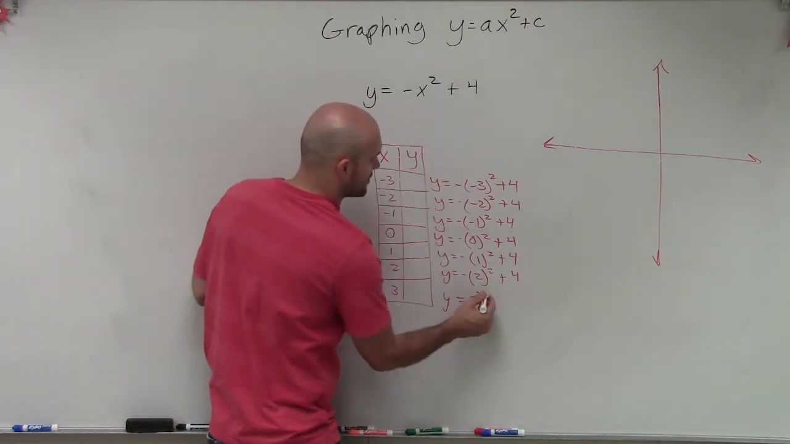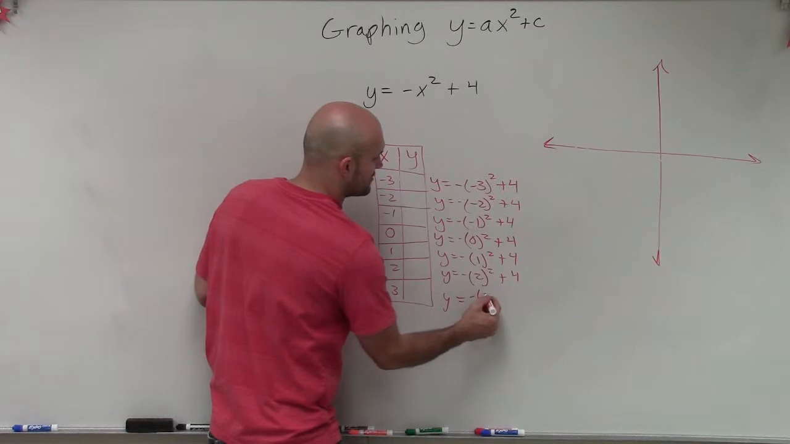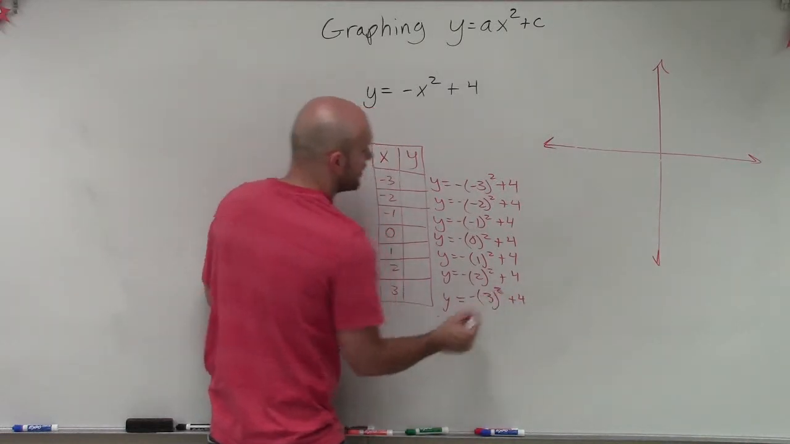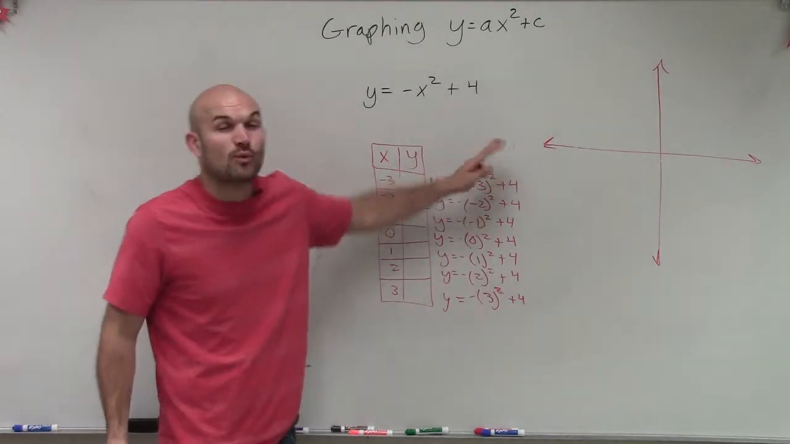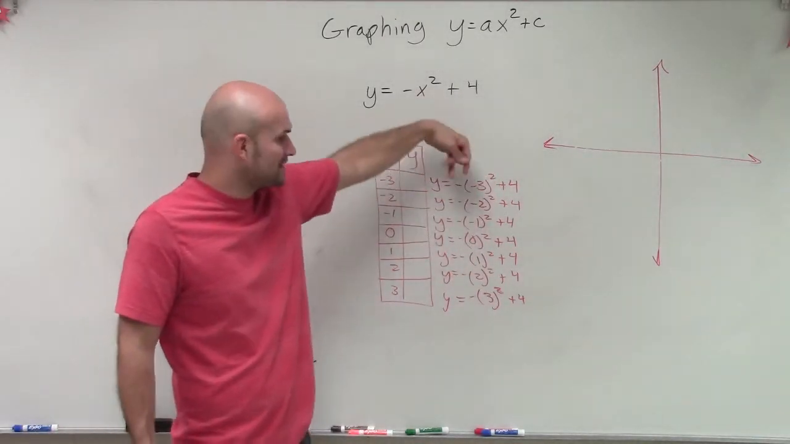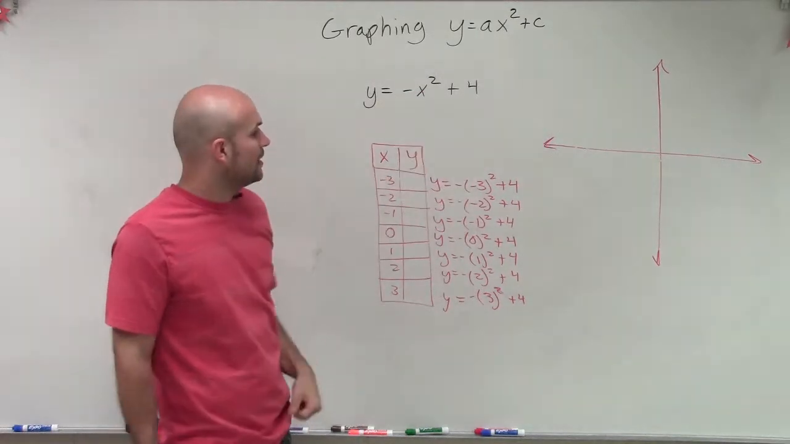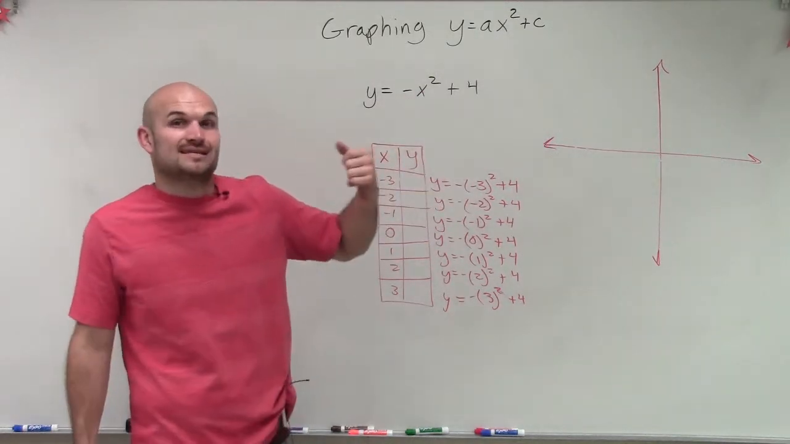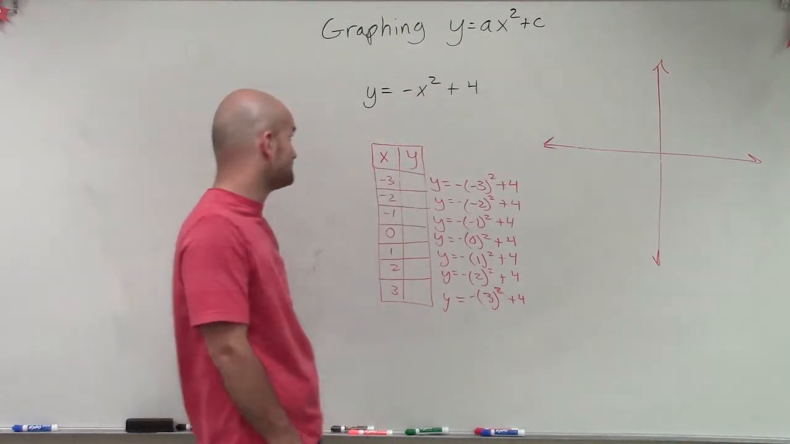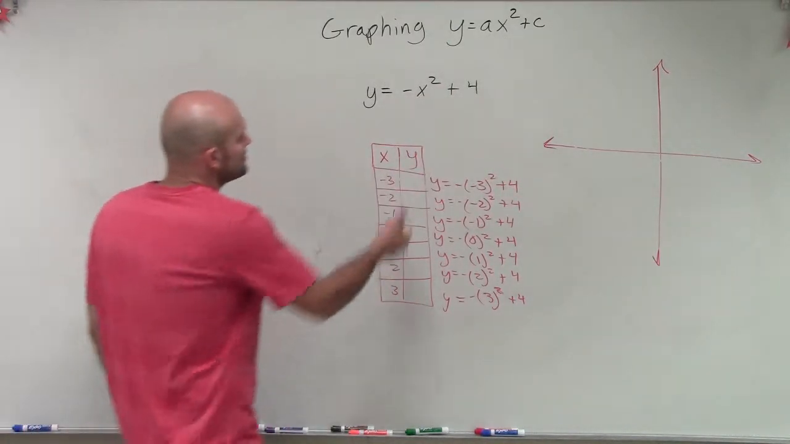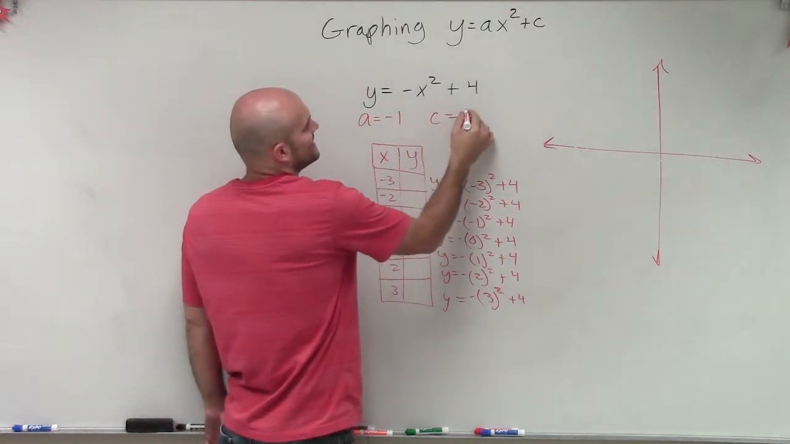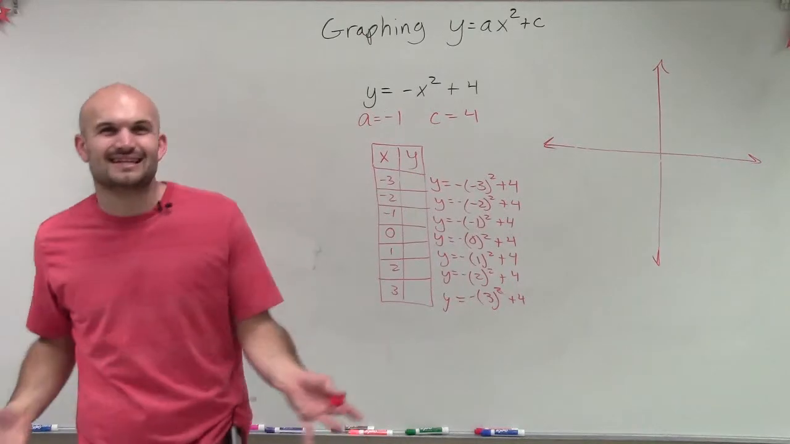All right, make sure you notice how I'm using these parentheses. That's going to become very important. I'm using these parentheses to make sure that I square the number inside the parentheses, then I multiply it by -1. I don't want to square that negative number, because that's not what it represents. It's squaring the number, then multiplying it by a negative number. All right, so let's take a look at what our a is. We could say a is equal to -1 and c equals 4. And that's going to help us.